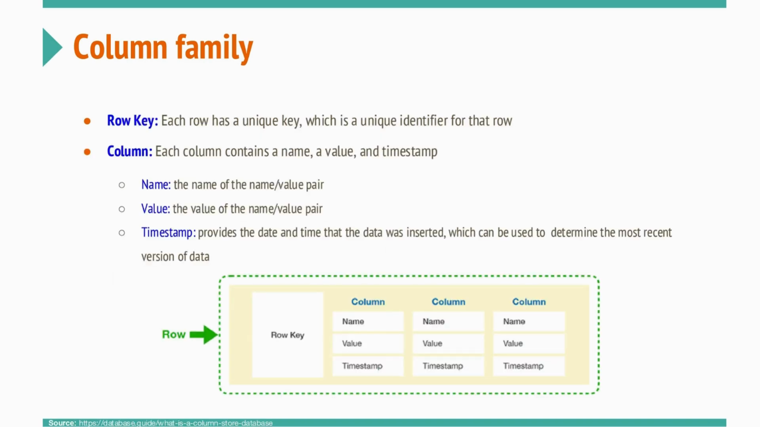Let's zoom in on a single row within a column family. First, we have the row key. This is the unique identifier for the entire row. It's how we look up our data. Then inside the row, we have our columns. Each column has three parts: name, the name of the attribute, like email address or age; value, the actual data for that attribute, like bob@example.com or 35; timestamp. This is the timestamp of when this specific piece of data was inserted or updated. This is crucial for versioning and conflict resolution, especially in distributed systems.